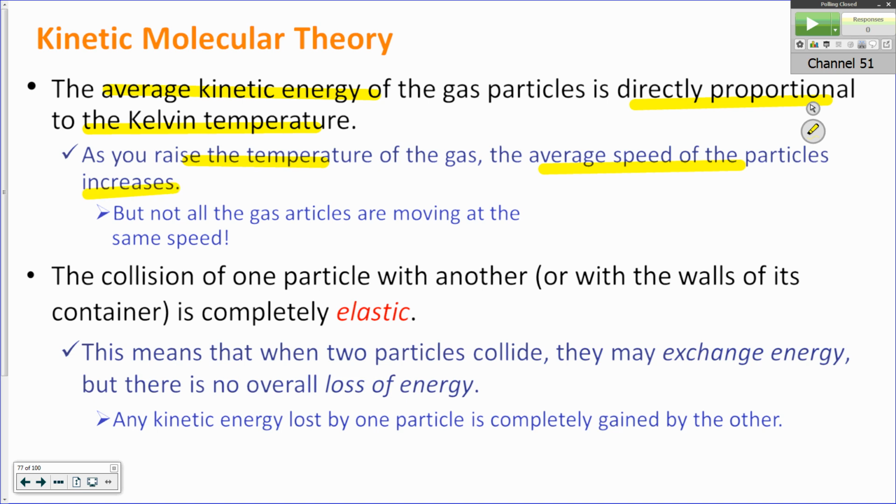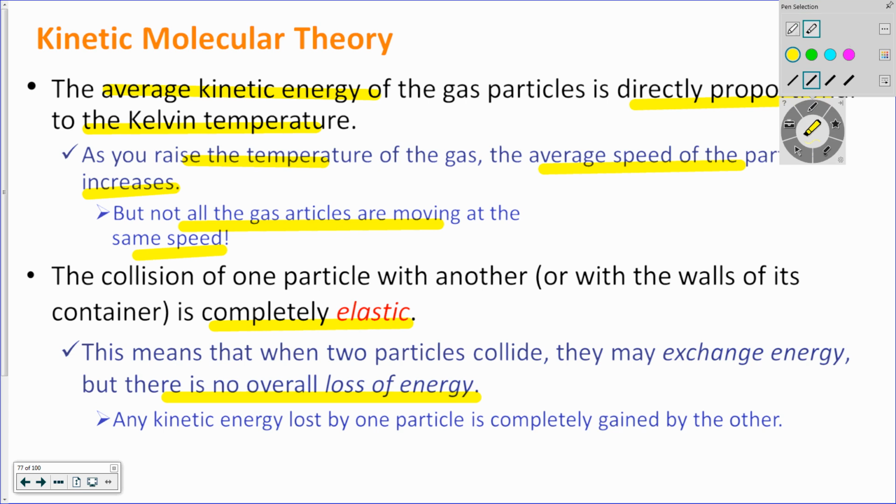Now, when we say this, the key thing to remember is that not all the gas particles are moving at exactly the same speed. We'll address that in another slide. So the term we use to describe the collisions that occur between the particles, or with the wall of the container, is that they're elastic. If collisions are elastic, that means there may be an exchange of energy, but you don't lose energy. In particular, the type of energy we're talking about not losing is kinetic energy.